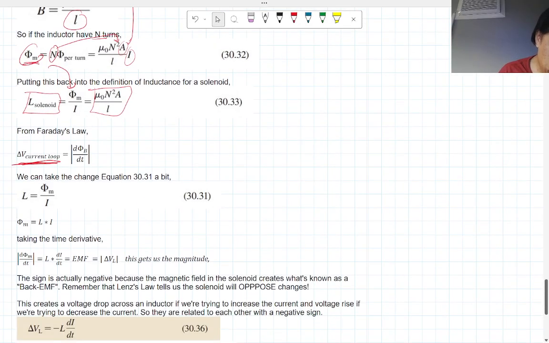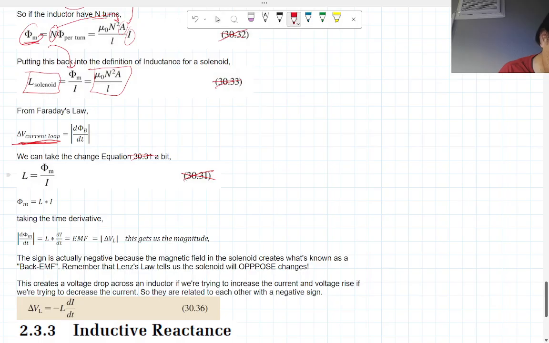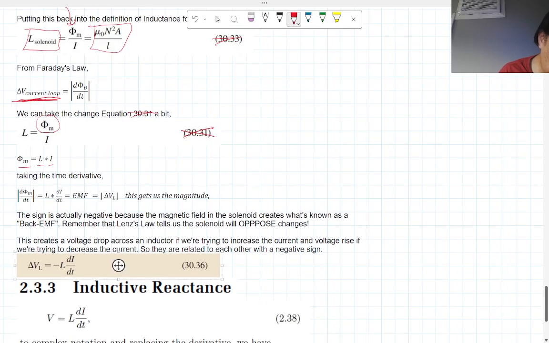Okay, so what we can do, these equation numbers are not going to be relevant for your book. We'll cross that out. We're going to change this inductance to be basically this magnetic flux equation. We're just going to multiply both sides by I, right? So the magnetic flux is L times I. And if we take the time derivative of that, we get the delta V across the inductor. We're going to call that delta V_L.